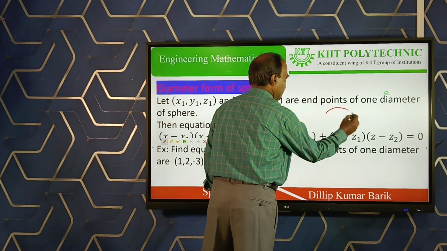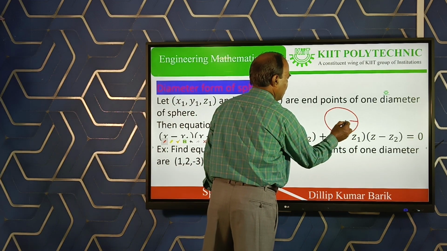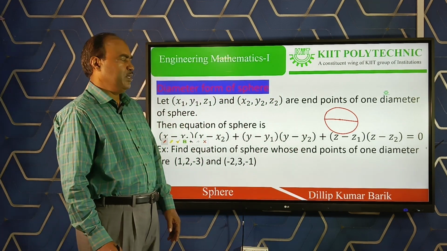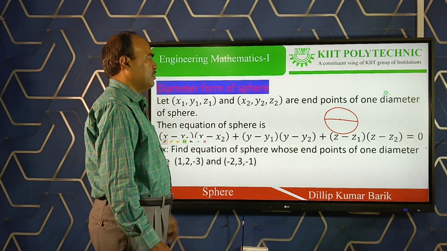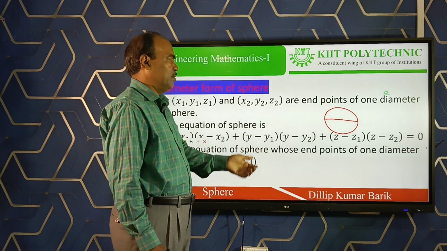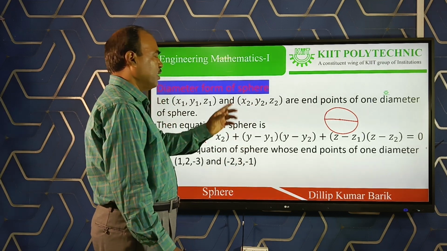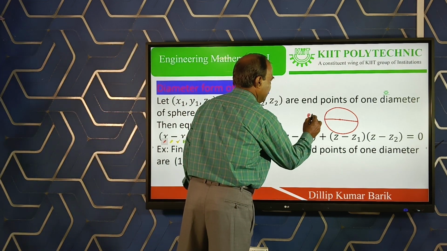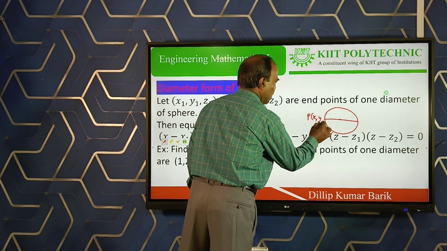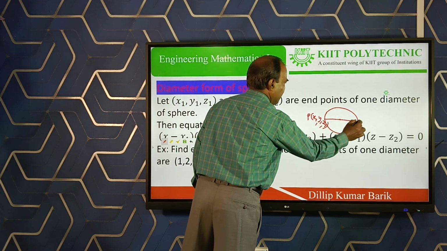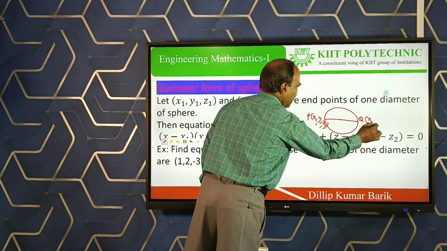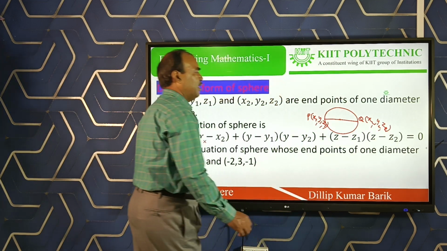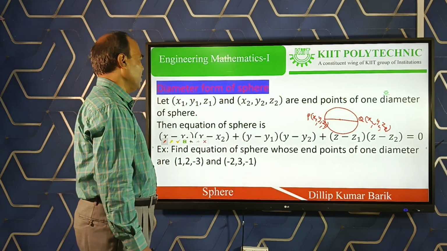Suppose this is the sphere. A diameter is nothing but the line joining two points and passing through the center of the sphere, because a sphere has many radii, and similarly many diameters. We take one diameter, and the condition is: suppose P is any fixed point with coordinates x1, y1, z1, given. Q is the other end point of the diameter, sometimes given as the extremes of the diameter, x2, y2, z2.